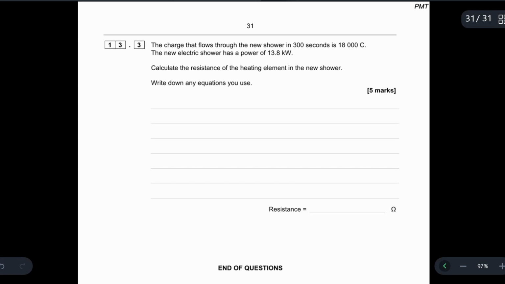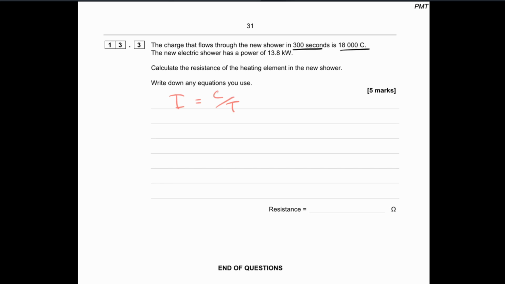Okay, so for this question, we need to work out the resistance of the heating element. We've got a few different things going on. We've got 300 seconds and we've got 18,000 coulombs flowing through our shower in 300 seconds. Now, you should know the relationship between coulombs and amps, or charge and current. So current, I, is equal to the charge, which we're going to write as C, divided by time. So the charge per unit time gives you the current.